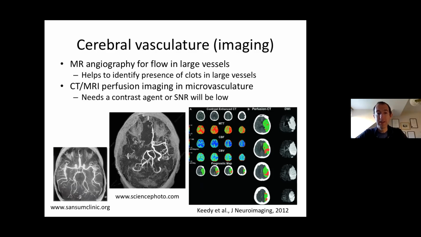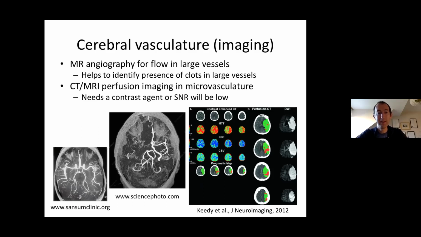Often you'll use a contrast agent for that, although modern methods, something like ASL, actually means that you don't need to inject a contrast agent, but you will get a very low signal to noise ratio. And so again, you can see you get information, but you're not looking at individual vessels. You're getting some measure of what's being perfused through individual volumes of tissue.